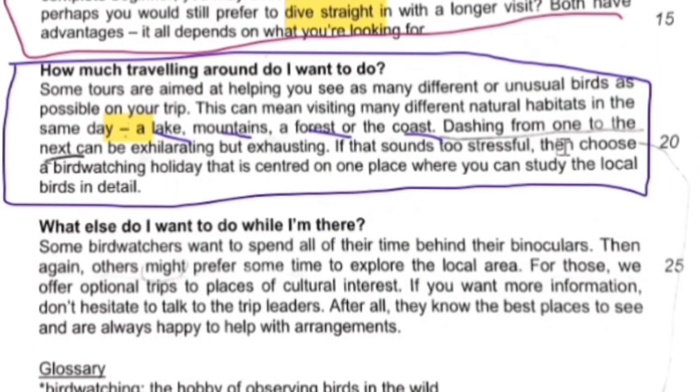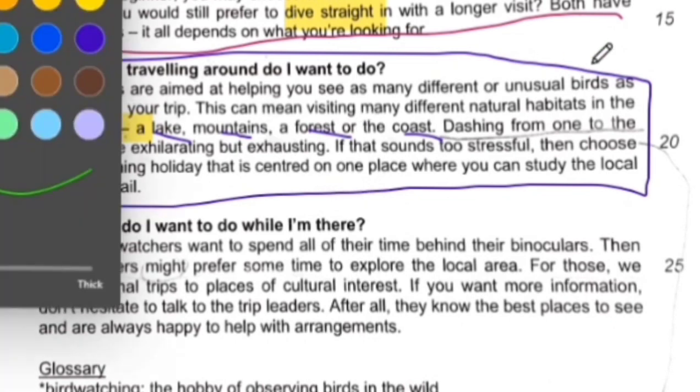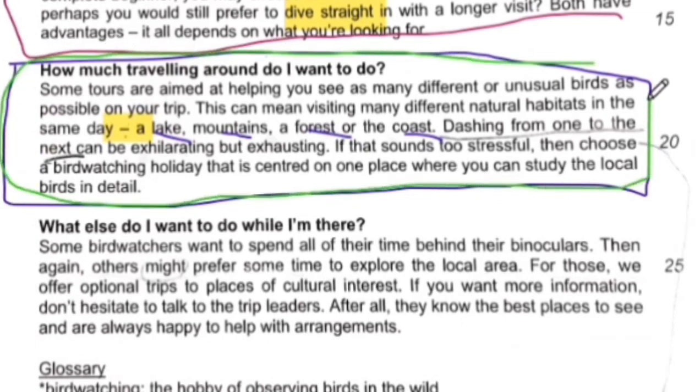So we're still here, lines 16 to 22. Yeah, this part. I need to change the color. Yeah, and this part. We're still there. Part B. We are looking for the meaning of this: dashing from one to the next. No, not all of that. Dashing from one to the next. That's it. I don't know what's wrong with it, but let's underline it instead of highlighting it because there is a problem with highlighting. Here we go. Dashing from one to the next.